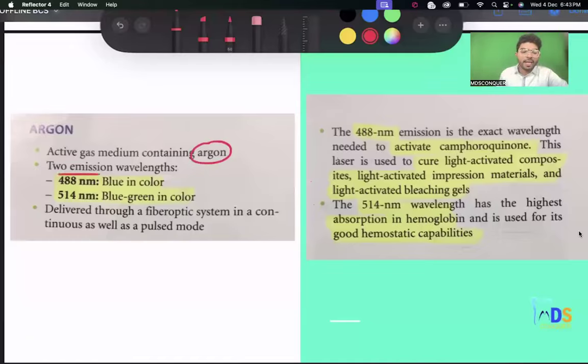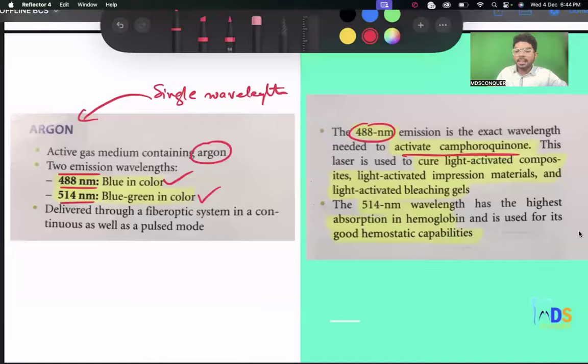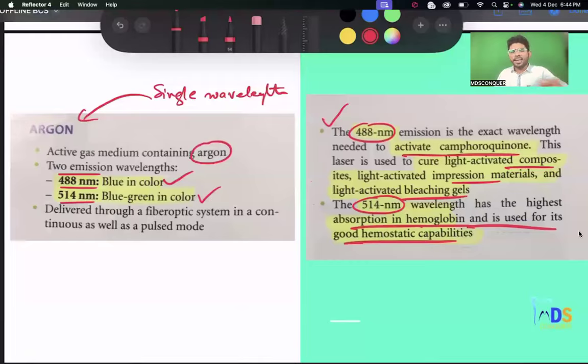What is the advantage of 488 nanometers? It is the exact wavelength that activates camphorquinone, which is present in the composite. That is how light-activated composites, impression materials or bleaching agents start their work. The second important wavelength mentioned in the textbook is 514 nanometers, the absorption of hemoglobin, and it helps in stopping bleeding. So two wavelengths are regularly used with argon. The number slightly varies: in a few areas it is given as 474 nanometers, in others as 488 nanometers. Don't worry about the exact value; among the options, go for the closest value.